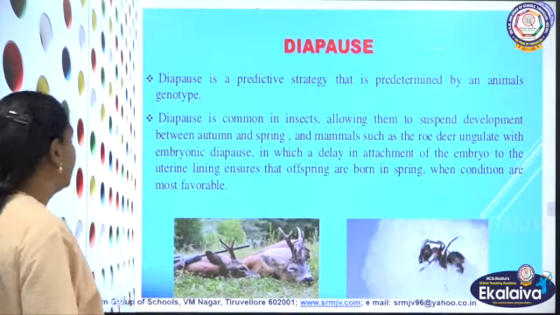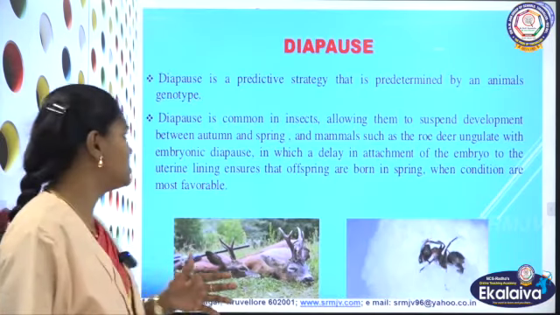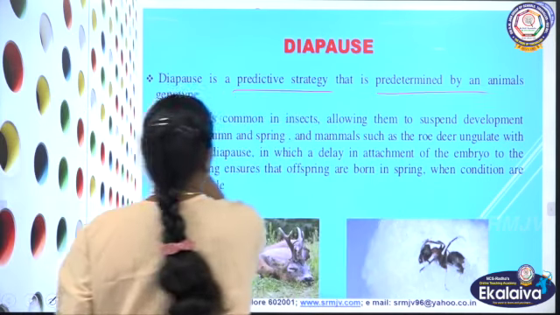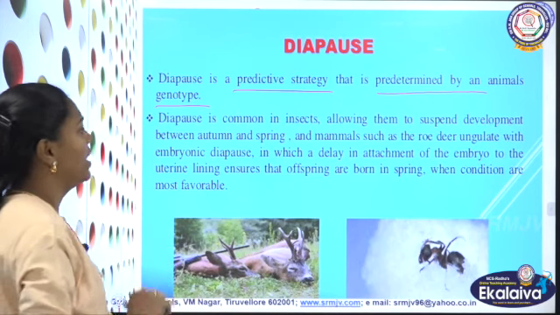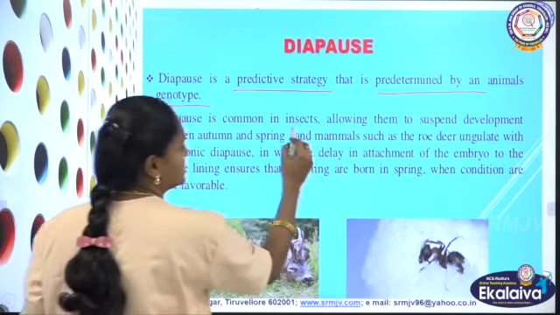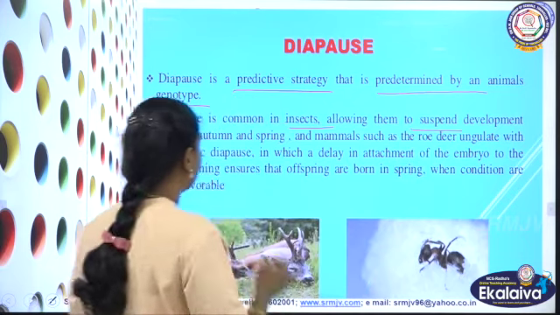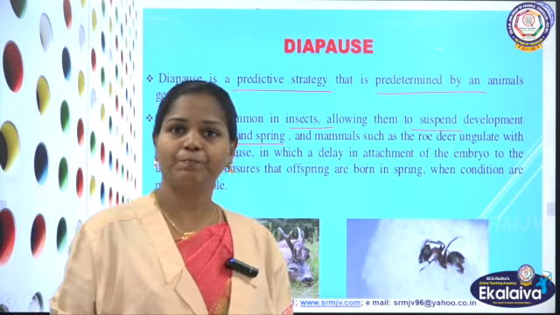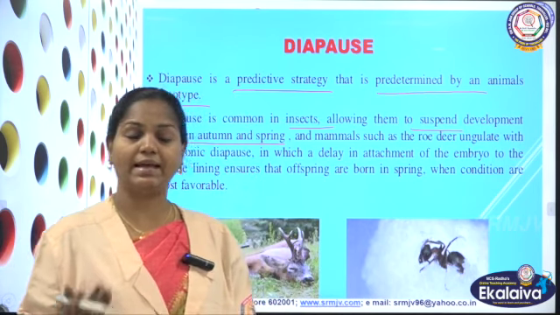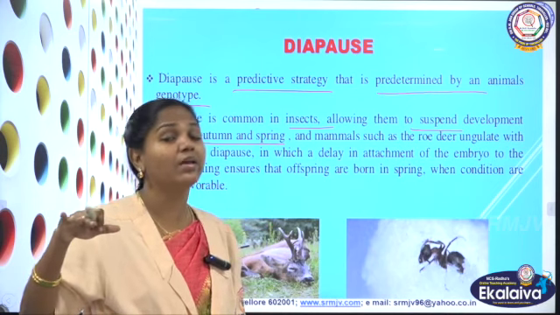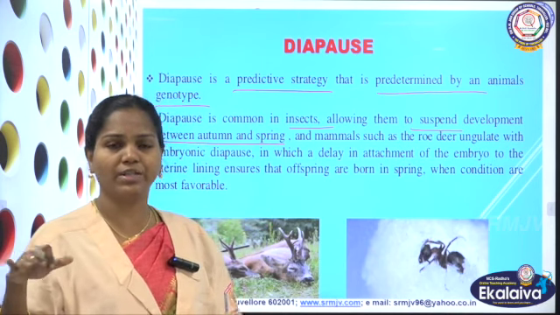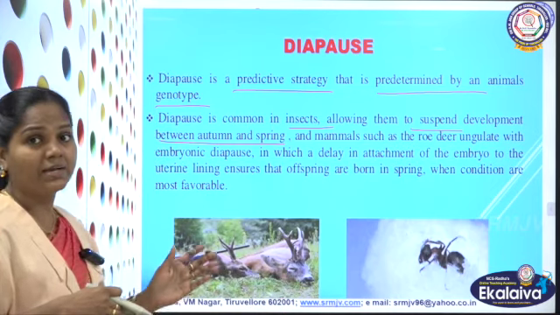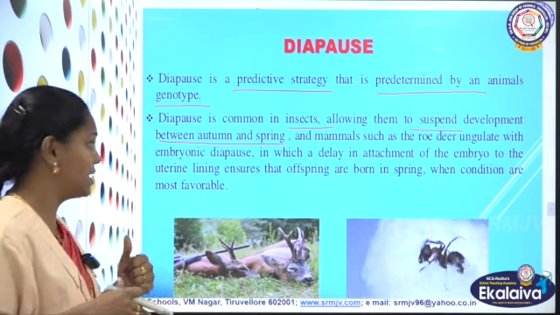Then the next one is diapause. Diapause is a predictive strategy that is predetermined by an animal's genotype. It is common in insects, allowing them to suspend development between autumn and spring. Diapause is a type of suspension where, when the organism is getting unfavorable condition, they suspend their normal life processes. They are going into a resting state. Zooplanktons and others undergo this diapause when they are getting that unfavorable condition.